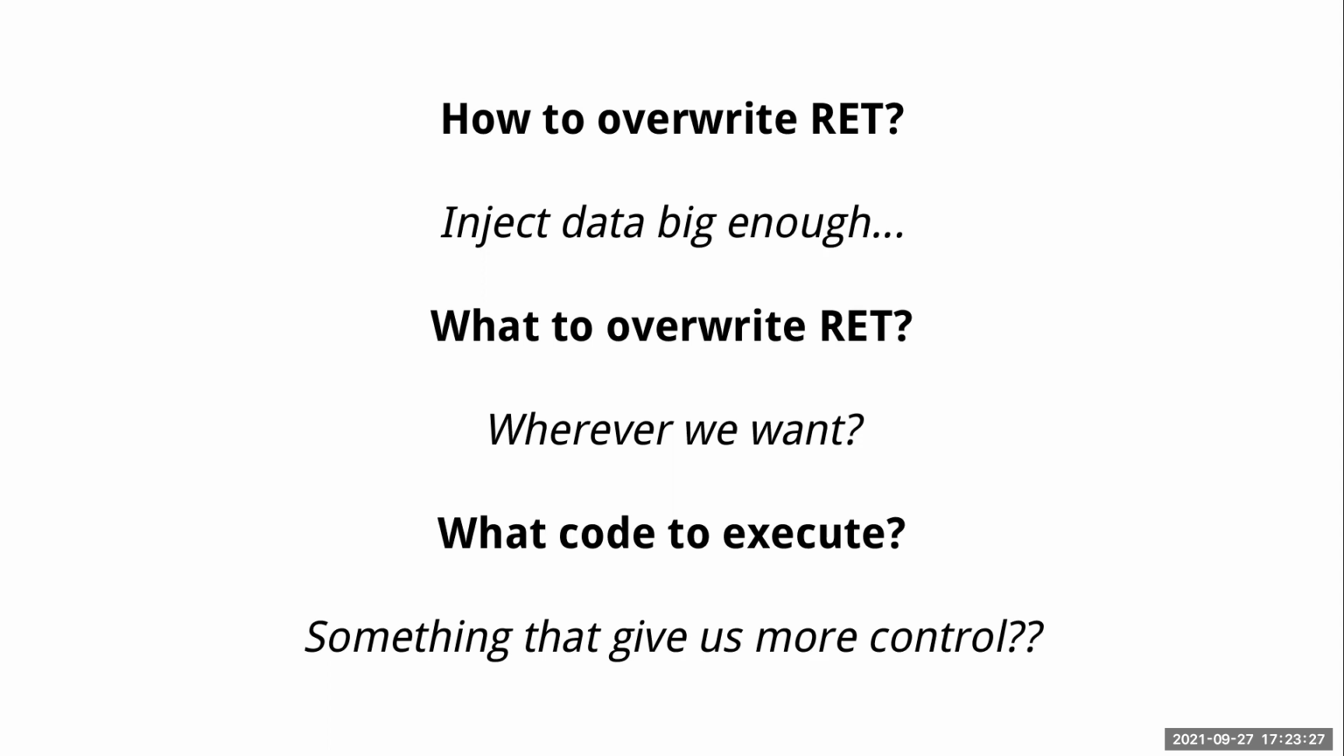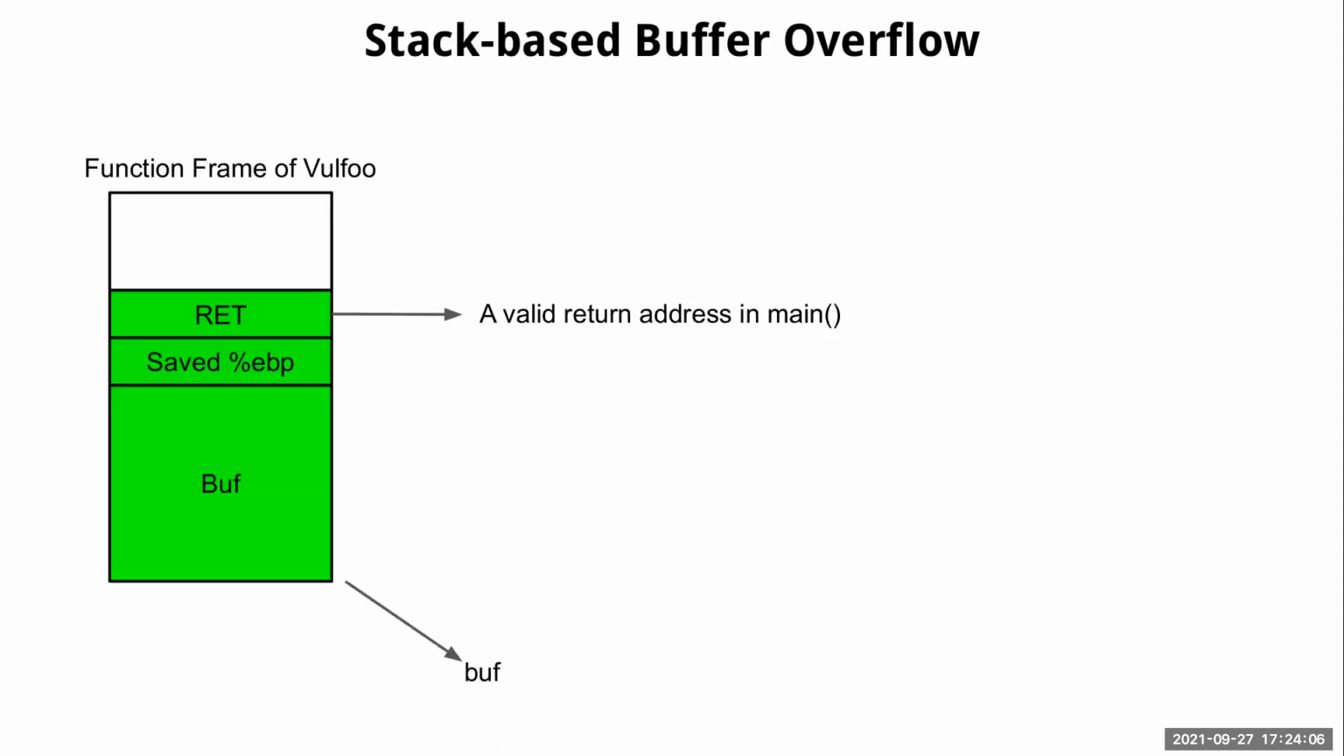So we already know how to override the return address. We just need to inject enough data. We also know what we want to override it with, which is a function address. But what if we do not want to? There is no function we want to call in this case. We want to take full control of this computer with this vulnerable program. We want to get a shell that takes any command. So what can we do? Then we can use something called shellcode.